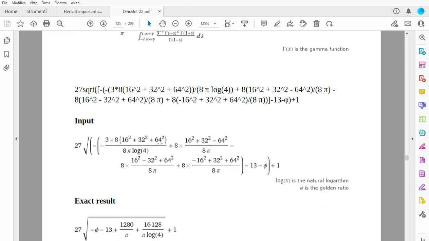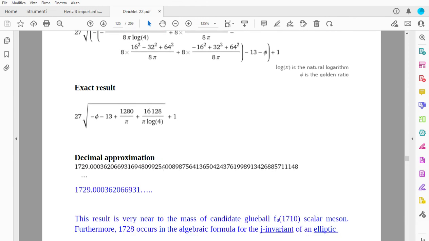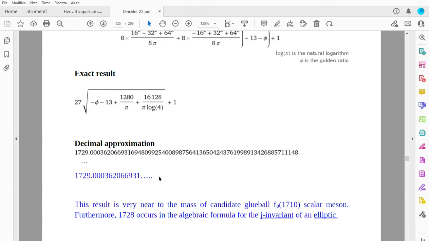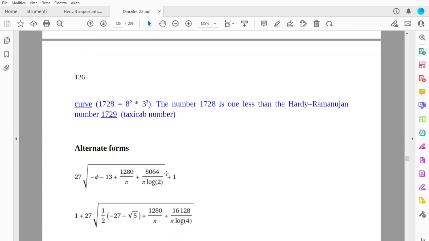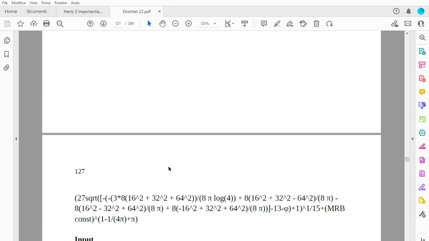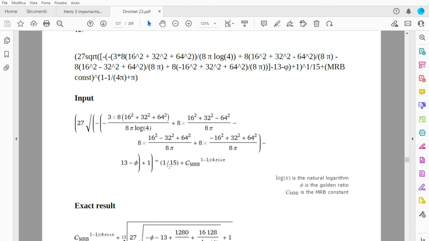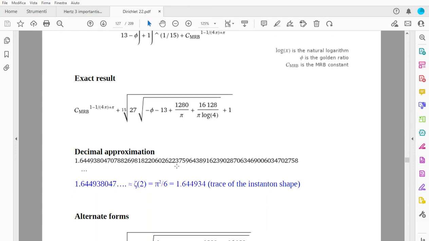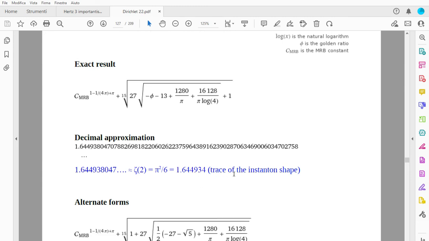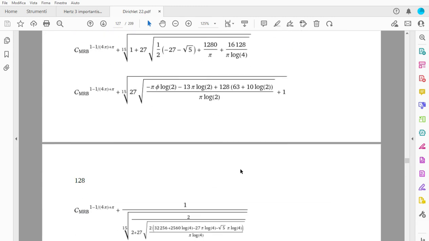Again, from the above expression we obtain also a number very near to 1729, and after some calculation also a value very near to zeta 2, that is pi greco squared divided by 6, that is the trace of the instanton shape.